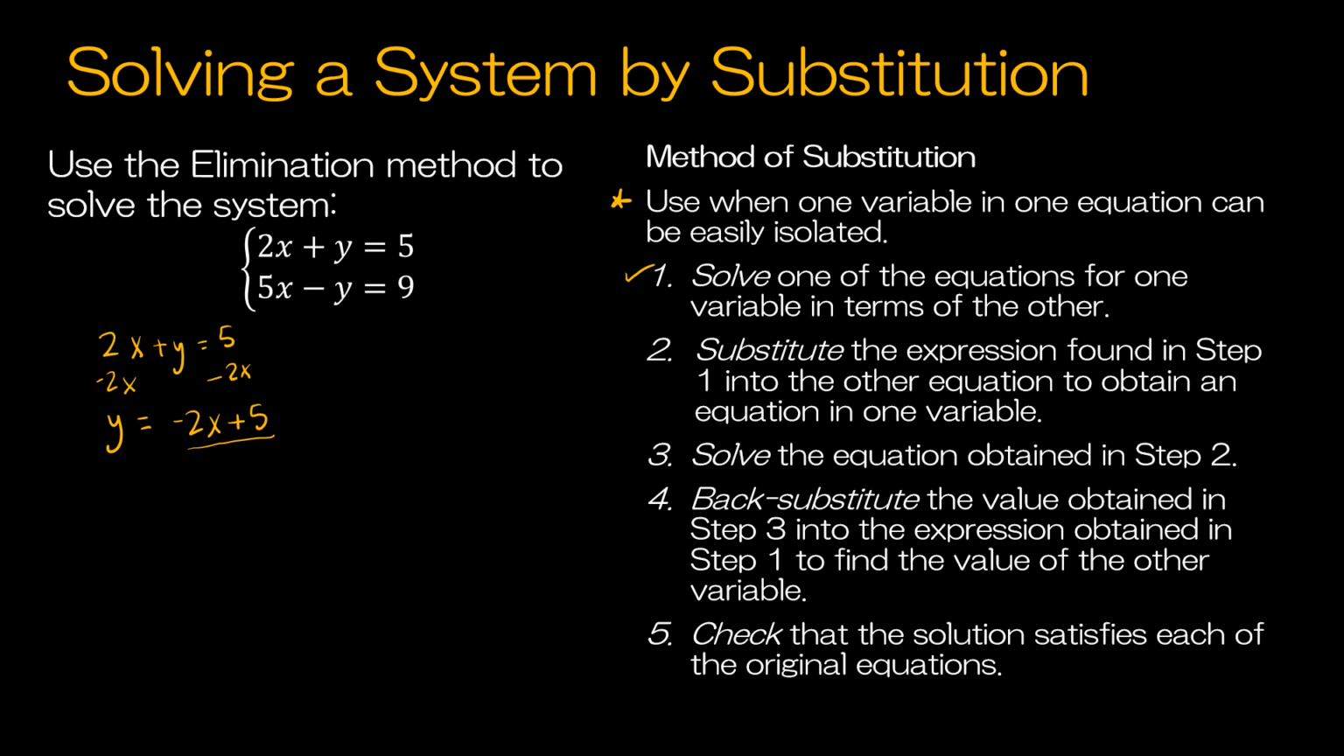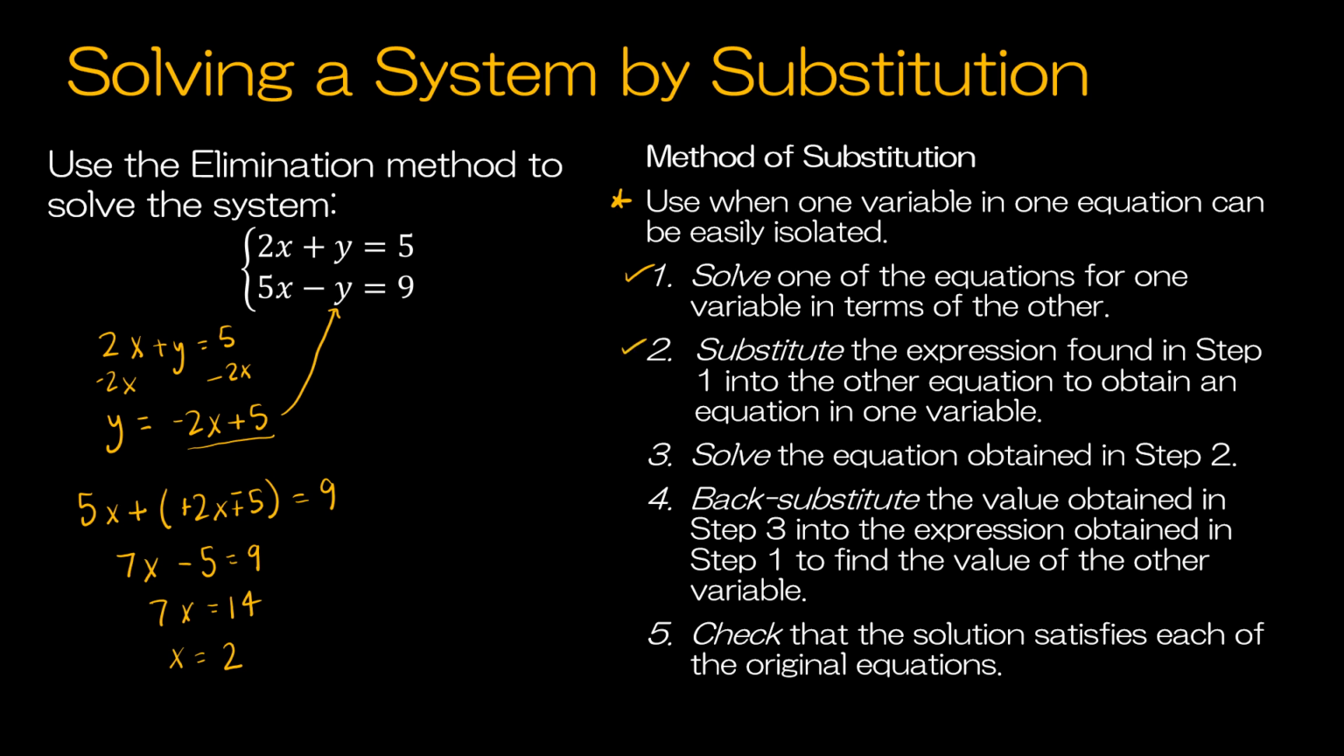Step 2, substitute, which is why it's called substitution, that expression in for the variable in the other equation. So now I'm going to take the other equation, 5x minus (negative 2x plus 5) is equal to 9. So I'm replacing y with negative 2x plus 5. Now I have a minus, so I'm going to change the signs so that I don't get confused. So that gives me 5x minus negative 2x, which is plus 2x, or 7x. And then I have minus 5 is equal to 9. I'm going to add 5 to each side, and I'm going to get x is equal to 2 by dividing by 7, which is, as we know, the solution.